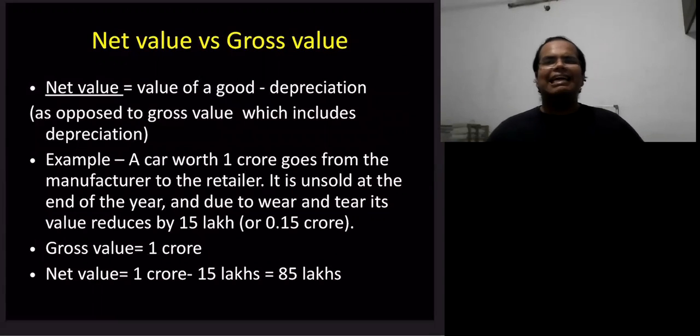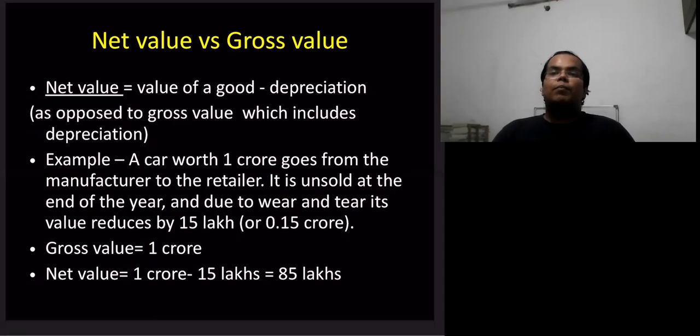In order to understand that, let's take an example. Let us say that you have a car which has been produced by a manufacturer for a price of 1 crore rupees, or 100 lakh rupees. He sends it to a retailer in the hopes that the retailer is going to sell it by the end of the year. But unfortunately, the retailer is not able to do that. At the end of the year, it remains in the form of unsold inventory.